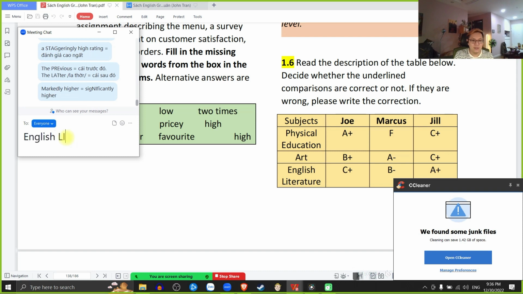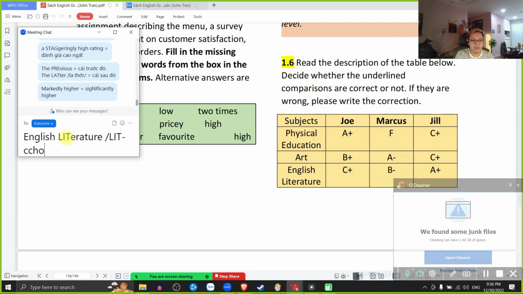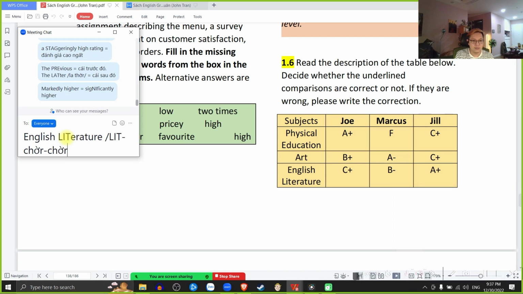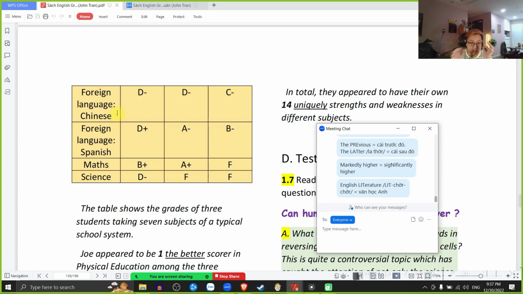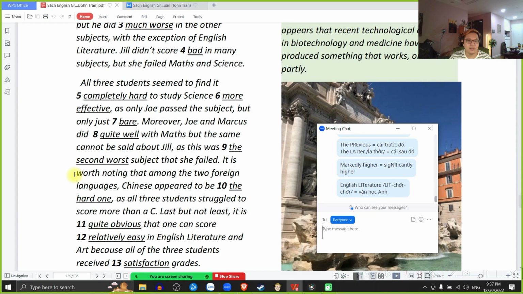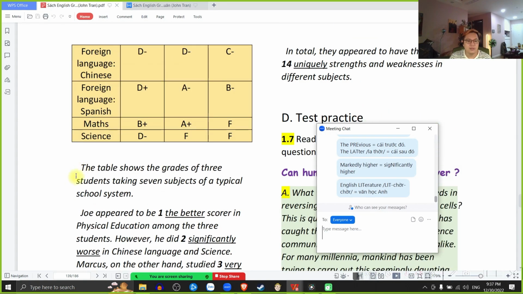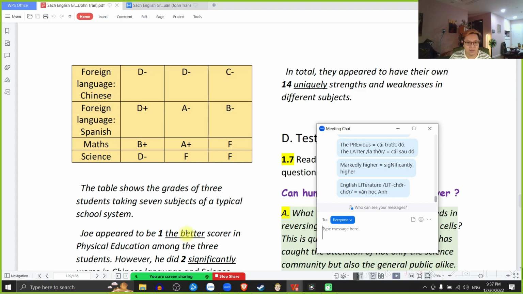English Literature. Nó gọi là văn học Anh đó. English Literature, cái môn văn học Anh đó. Foreign language, Chinese, and foreign language, Spanish. Ngôn ngữ nước ngoài là tiếng Trung Quốc, hoặc là ngôn ngữ nước ngoài là tiếng Tây Ban Nha nè. And math and science, môn toán, môn science. Okay. We have this comparison, and you have to see if these comparisons are correct or not.